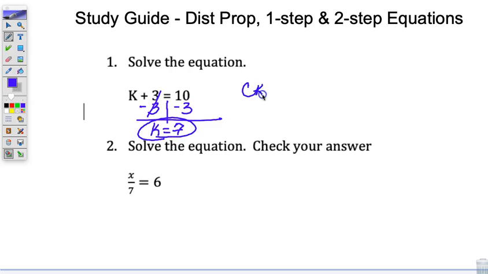Make sure you're always checking your answer by replacing your answer in for the variable. So we have 7 plus 3. That is in fact 10, so we know we have the correct answer.